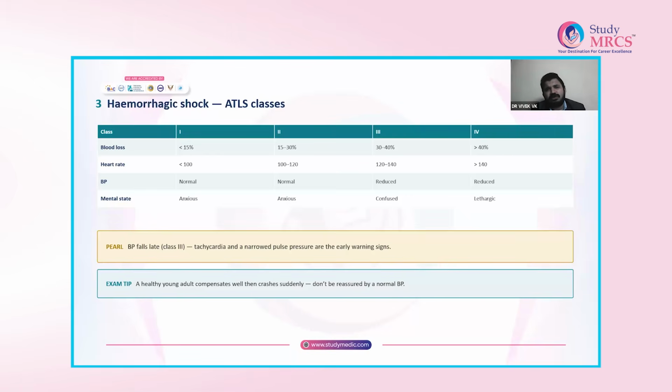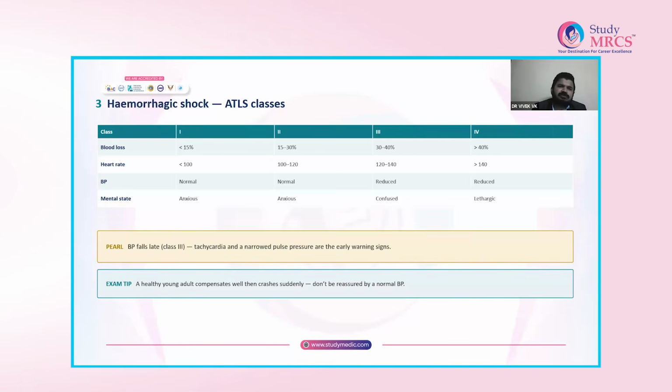In class 2 shock, the patient is losing a little bit more blood, that is around 15 to 30% of the total circulating blood volume. In class 3 shock, 30 to 40% of the blood volume is lost. And finally, class 4 means anything that is more than 40% of the blood volume is lost. That patient comes under class 4 shock.